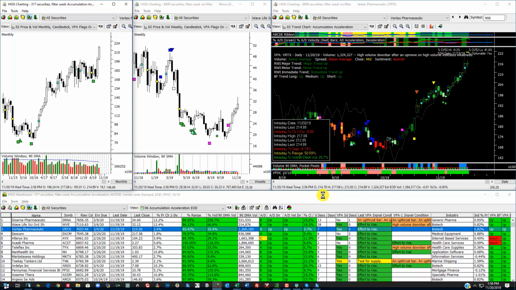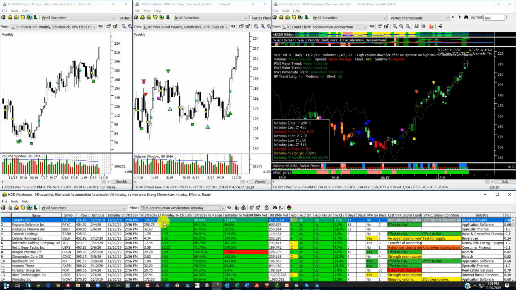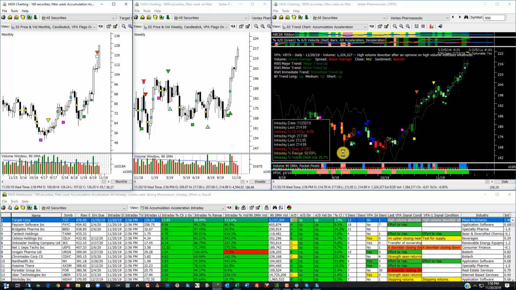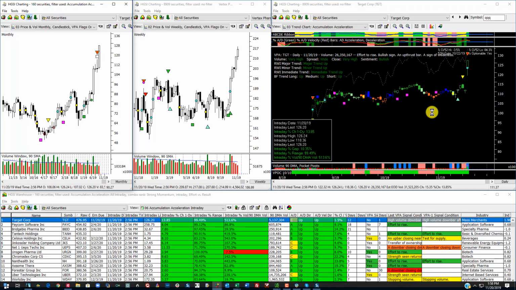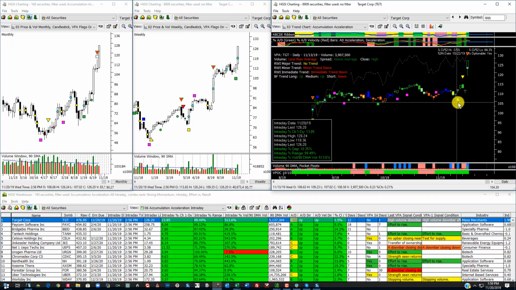This is end of day as of yesterday. Once more. Stock under strong accumulation. Now let's go to the intraday version, and you can see that Target, which reported today, had a huge gap up, traded down, and now it's trading near its high. Accumulation acceleration bars began right here as it started moving up.